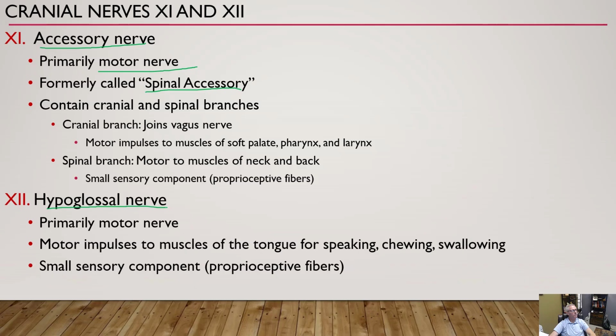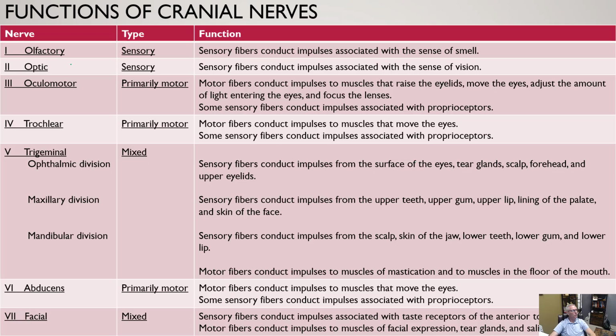Cranial nerve number 12, hypoglossal. It's a motor nerve. Hypo means under, glossal means tongue. So under the tongue, muscle. Speaking, chewing, swallowing. All right, so what do you need to know?